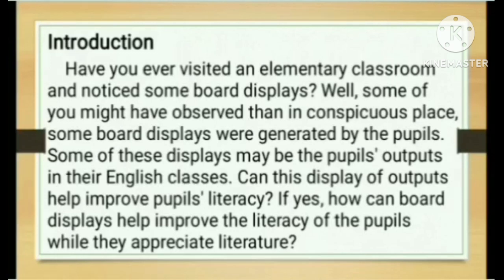Have you ever visited an elementary classroom and noticed some board displays? Well, some of you might have observed that in conspicuous places, some board displays were generated by the pupils. Some of these displays may be the pupils' outputs in their English classes. Can this display of outputs help improve pupils' literacy? If yes, how can board displays help improve the literacy of the pupils while they appreciate literature?